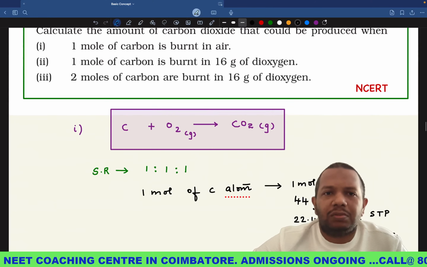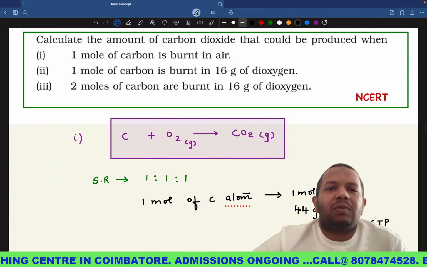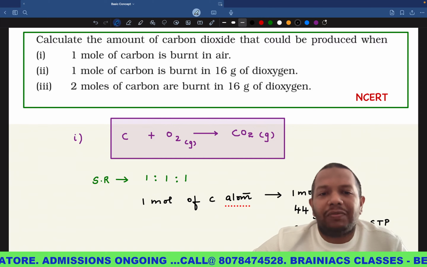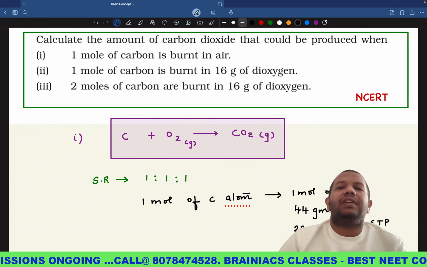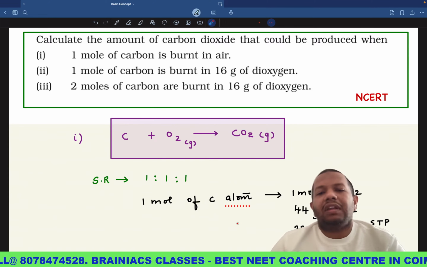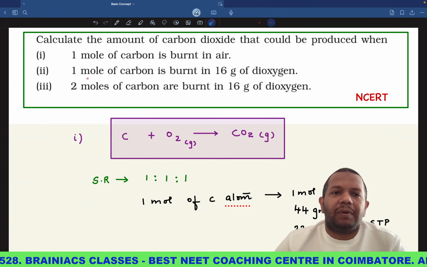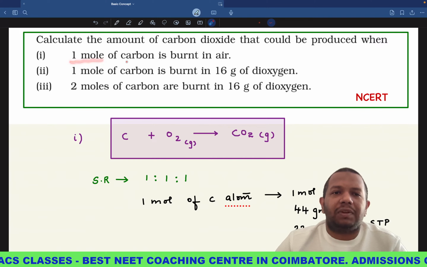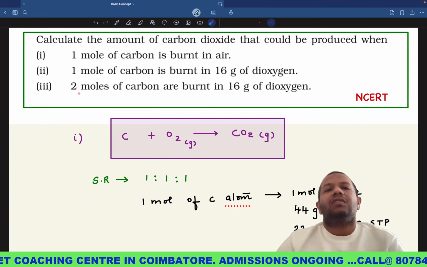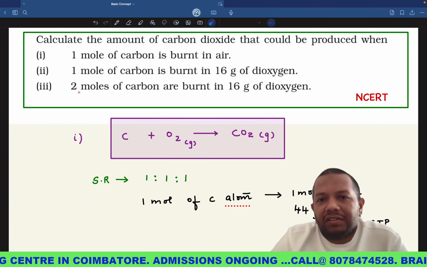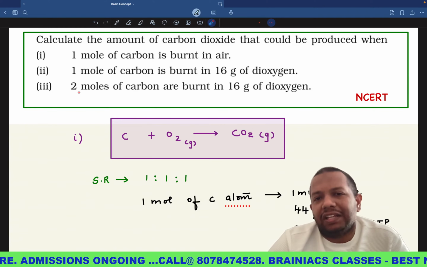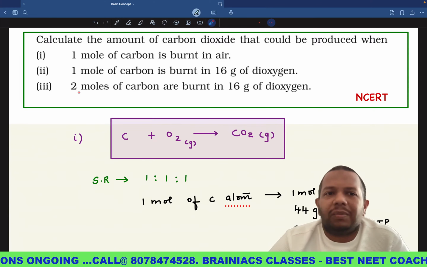So can we go to the next part of the question? That is 1 mole of carbon is burned in, there they are mentioning 16 gram of dioxygen. So in this question you can see one thing, there is no limiting reagent, because here only one quantity is given. That means given quantity is given only for carbon. Okay, so I told you, minimum given quantity should be given for 2 stuffs, then only you can consider limiting reagent. Otherwise you don't need to even consider limiting reagent.